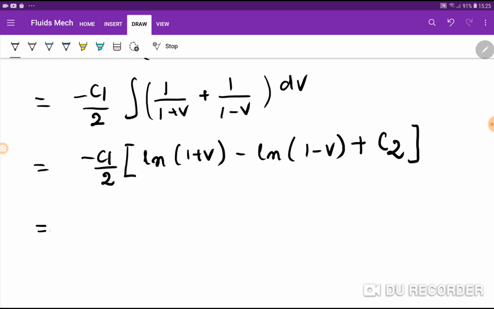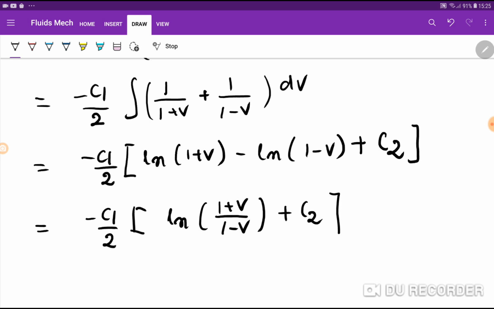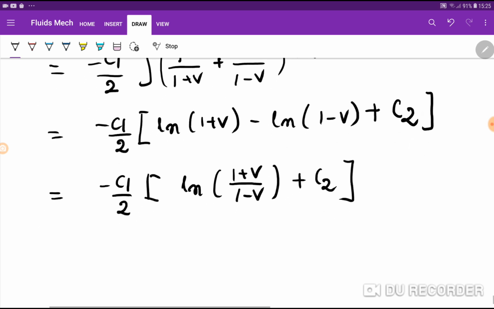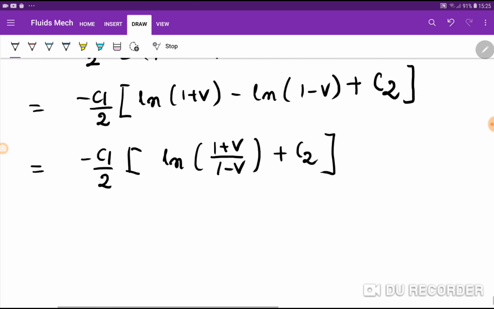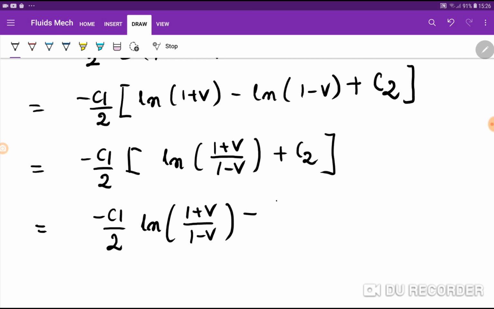So if I do some, remember guys, never forget your logarithmic rule. Always remember your logarithmic rule. So what are we equal to? It will be equal to negative c1 over 2 ln of (1 plus v)/(1 minus v), minus c1 over 2 c2.